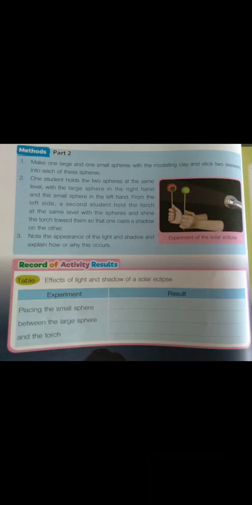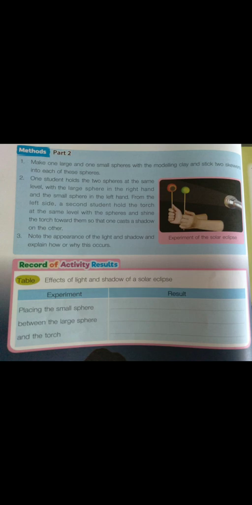Now please open your book on page 94. This activity is part 2. Make one large and one small sphere with the modeling clay and stick 2 skewers in each of these spheres. One student holds the 2 spheres at the same level, with the large sphere in the right hand and the small sphere in the left hand.